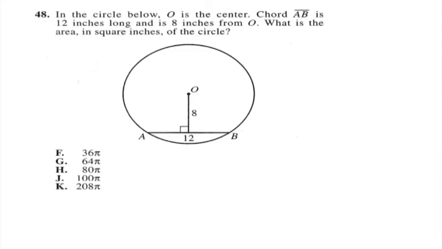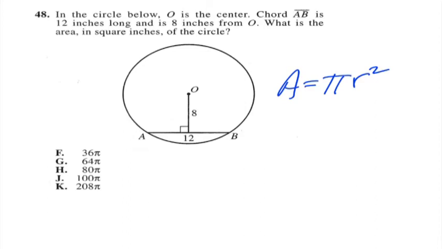In the circle below, O is the center. Chord AB is 12 inches long and is 8 inches from O. What is the area in square inches of the circle? So the first thing you do is get the area of a circle. You remember your area of a circle is equal to pi r squared. So you tell yourself the first thing I need to know is my radius.